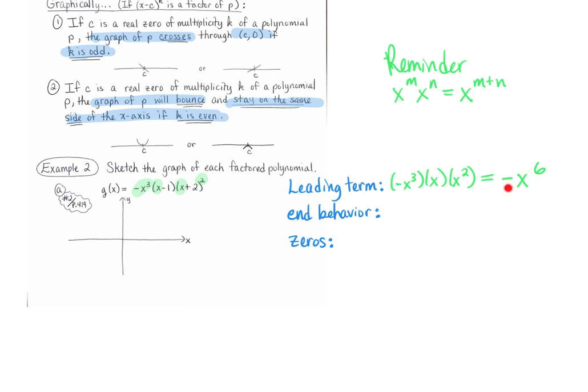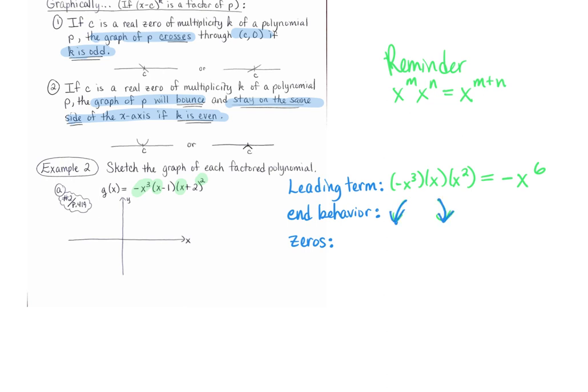Even. Good. And there's a negative out front. So what's the end behavior? Downward facing parabola at the end. Good. So it looks like that. Good. I'll switch back to blue.